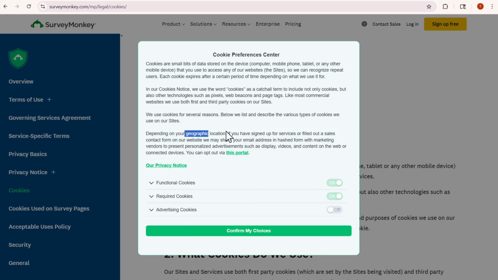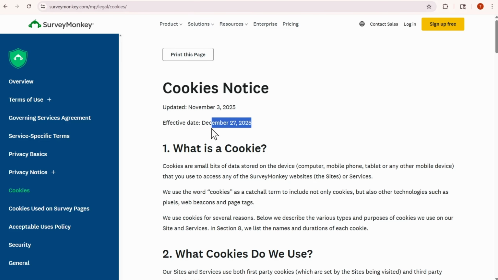It's very important, which gives me an inclination that perhaps the preference center that is presented in other geographies, based on what the data protection law requires there, is going to be different to what we've just experienced in this review. This was last updated December 27, 2025, so it's been reviewed in the last few months.